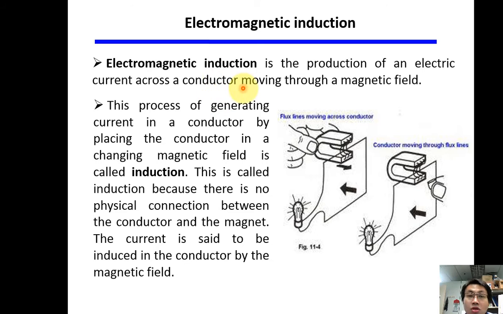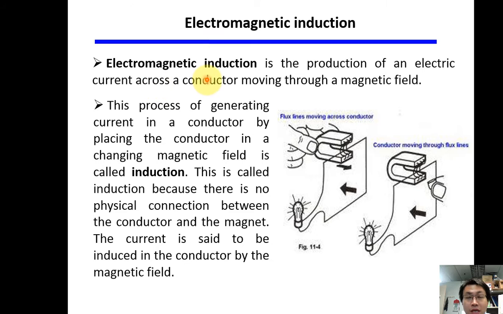Electromagnetic induction is the production of an electric current across a conductor moving through a magnetic field. Just now we talked about electromagnetism, which is the conversion between the electrical side and the magnetic side, or the magnetic side to the electrical side. There are a few forms. One of them we call the induction form. That's why we start from the most simple one.